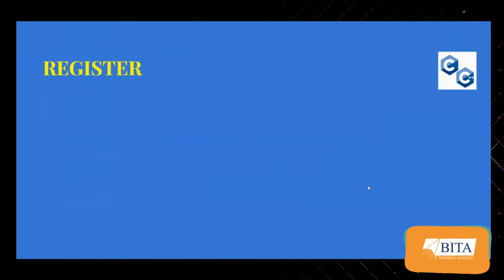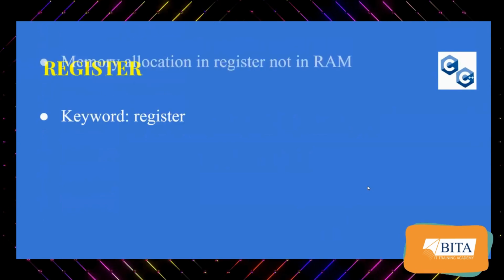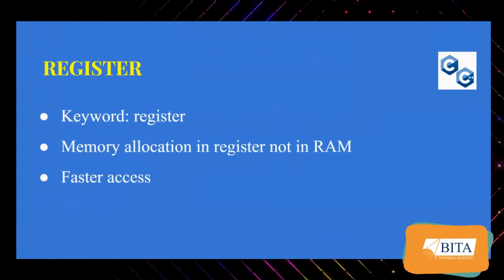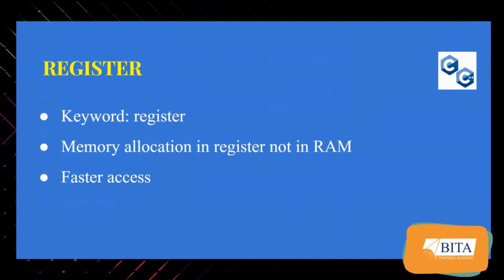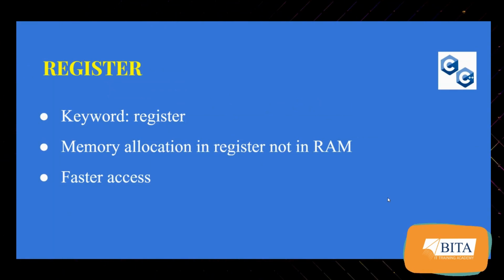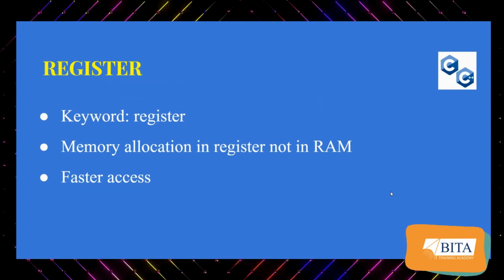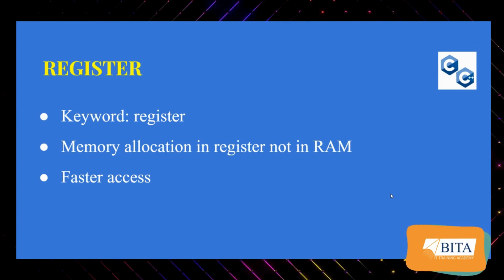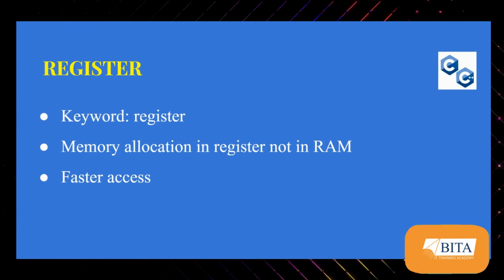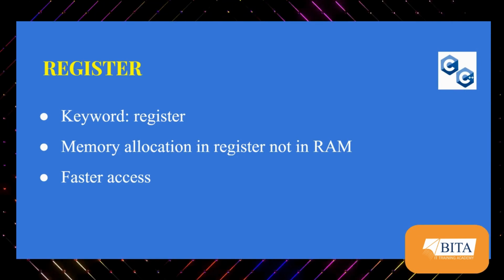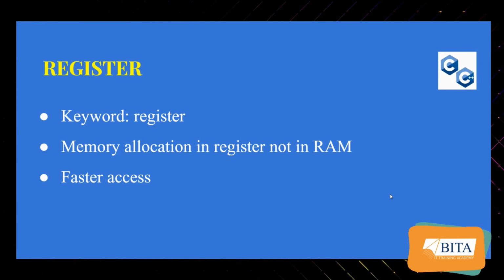So we'll begin with the register storage class. The register storage class has the same functionality as that of auto variables. The only difference is that the compiler tries to store these variables in a register of the microprocessor if free space is available. The advantage is that faster access of variables is possible during runtime, and we cannot obtain the address of a register variable using pointers.